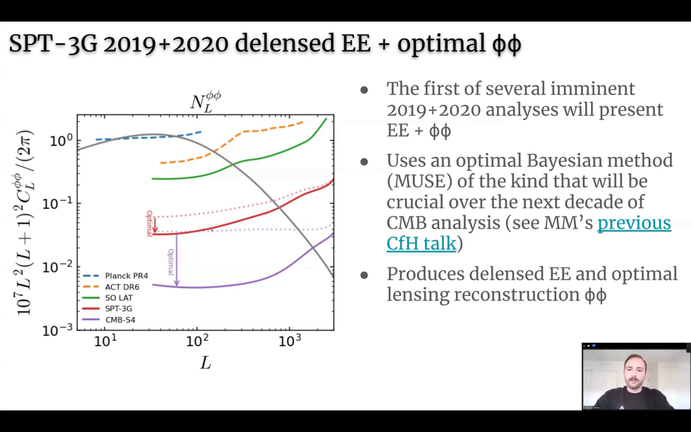And in the future, with something like CMB-S4, at those noise levels, we expect to get almost an order of magnitude reduction in the noise. So these methods are important to see that they work.